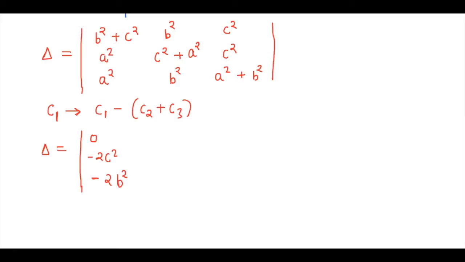The rest of the terms will remain the same. So this is b square. This would be c square plus a square, and this is b square, and this will be c square, and a square plus b square, a square plus b square.